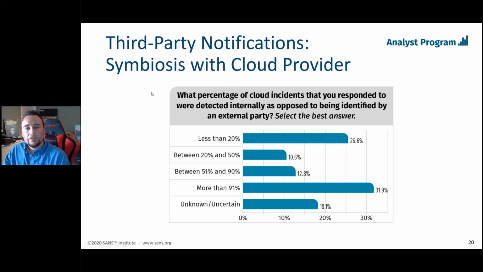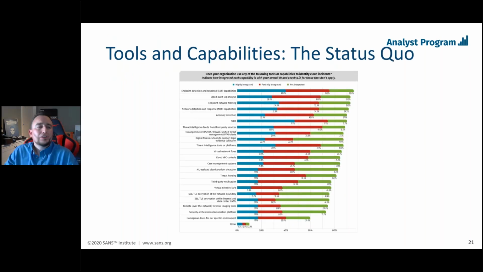Keeping customers happy and also ensuring that every tenant is not impacted. Nice. Tools and capabilities, status quo at the moment. Now, we're not going to go through all of this. I suggest looking at the white paper to get more insights into this.